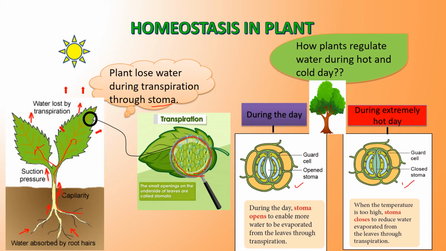So how do plants regulate water during hot and cold days? Let's see. During the day, what happens? The stomata open to enable more water to be evaporated from the leaves through transpiration. But during an extremely hot day, the stomata close to reduce water evaporated from the leaves through transpiration. Look at the difference.